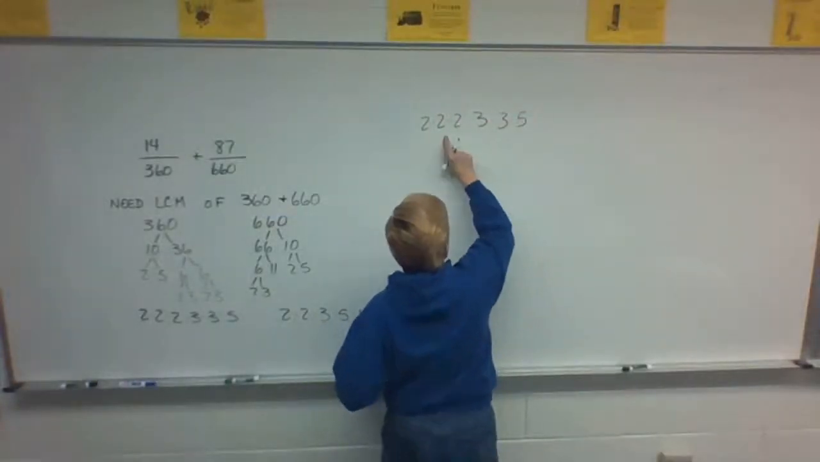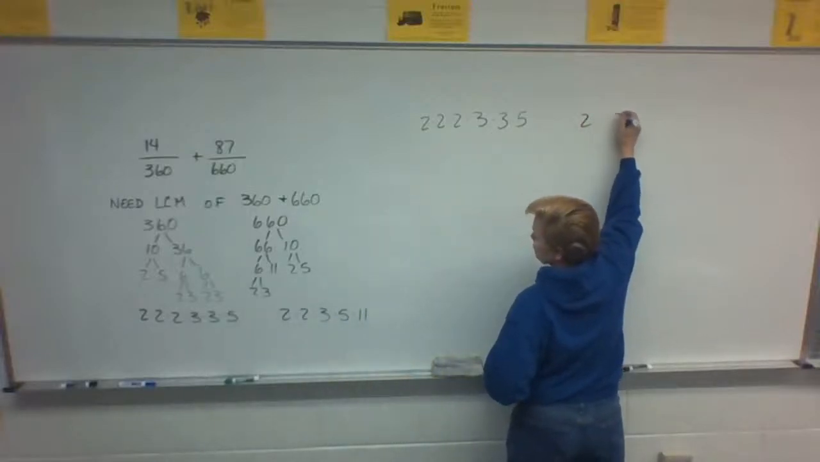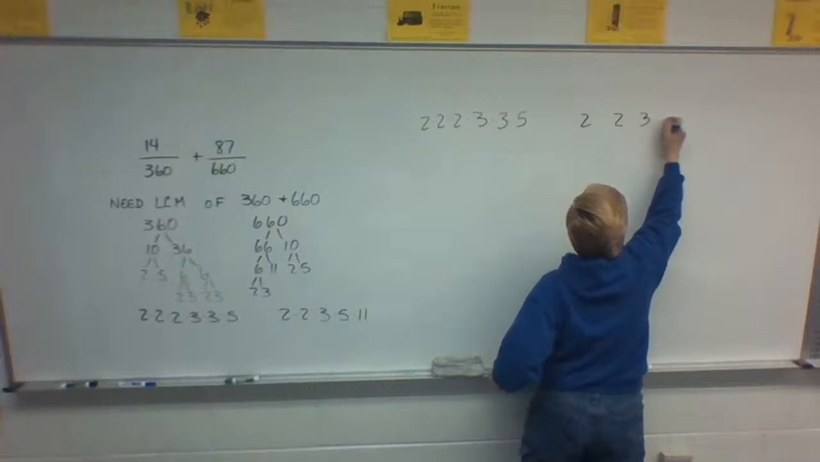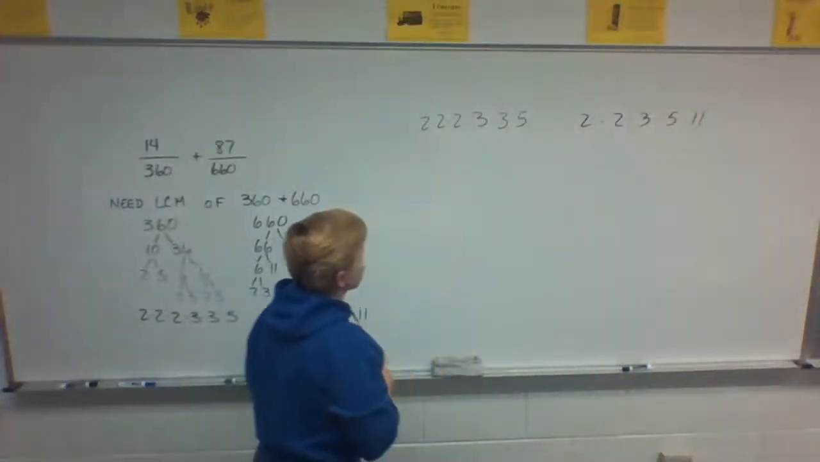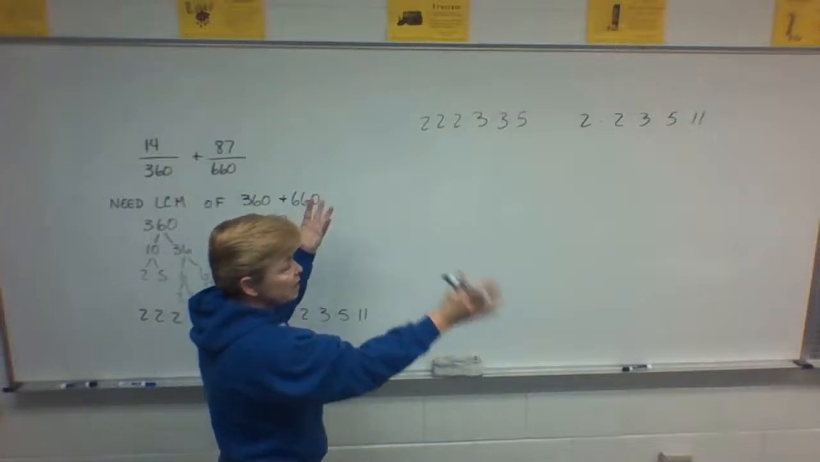You want to keep them all separate. Don't write this as 2 cubed and 3 squared. Don't do that. Leave them all separate. 2, 2, 3, 5, 11. Okay, so those are my two numbers completely and totally factored. This is how you choose a least common multiple when you have this many factors.